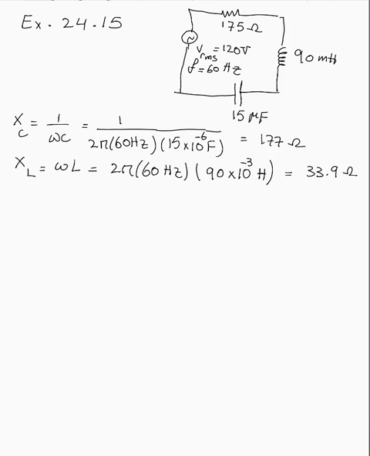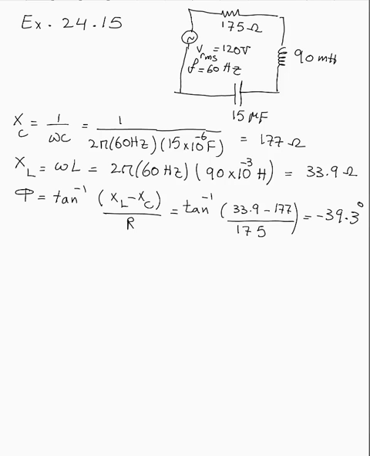Okay, now we're talking about drawing the phasor, so we need to know the phase angle, and I'm using equation 24.17 to find phi. Phi is tangent inverse of XL minus XC divided by R, and when you plug in the numbers here, you get the angle to be negative 39.3 degrees. Now we can draw the phasor diagram for this circuit.